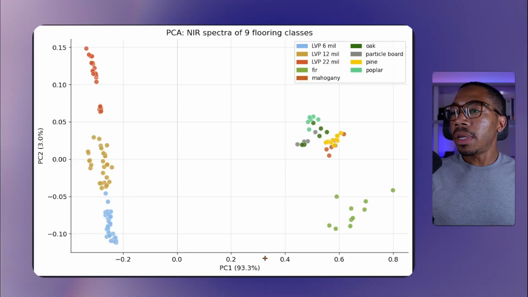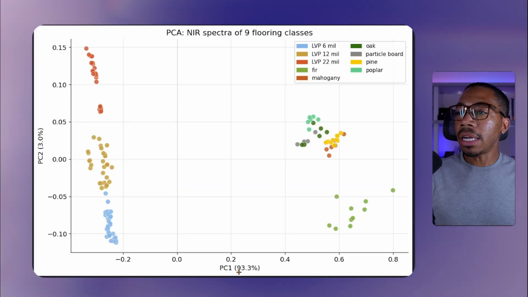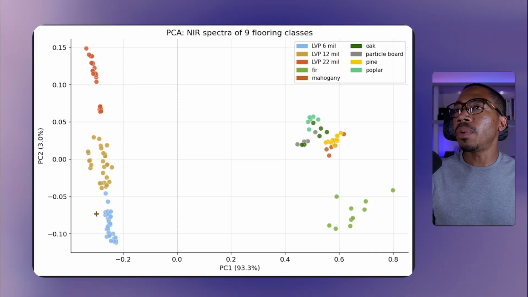And mind you, the PCA has not seen the labels. This is just based on the chemical fingerprints that I demonstrated in the last figure. Also worth noting is that PC1 has 93% of the variance explained just between the vinyl and hardwood differences, and PC2 contains 3%, which helps to explain the differences between our different vinyl plank quality.